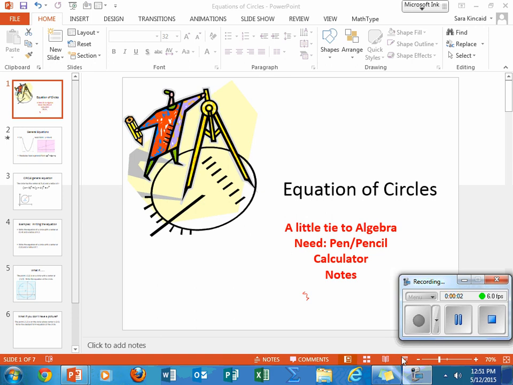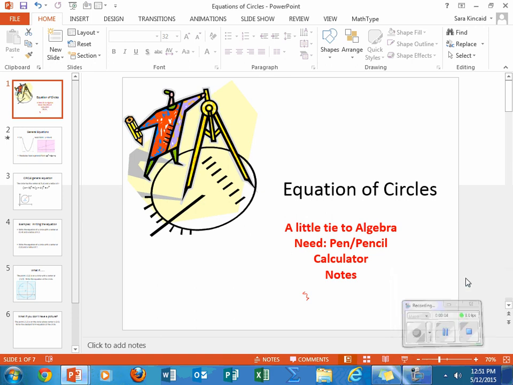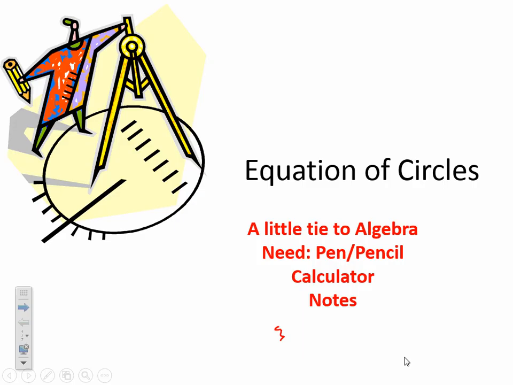Hello, ladies and gentlemen. Today we're going to be taking a look at equations of circles. So this is a little bit of a tie to algebra, and for this you're going to need something to write with, a calculator, as well as your notes to jot down some of these key ideas.